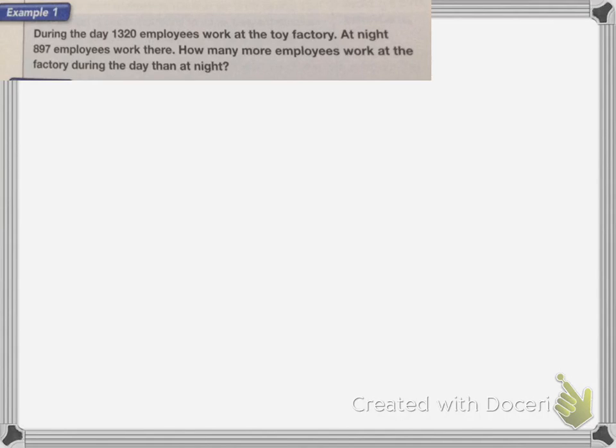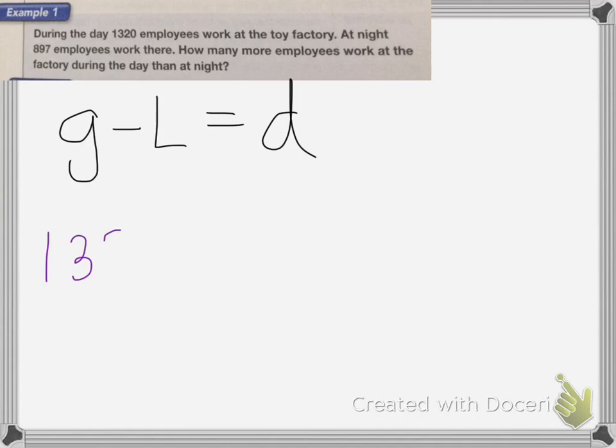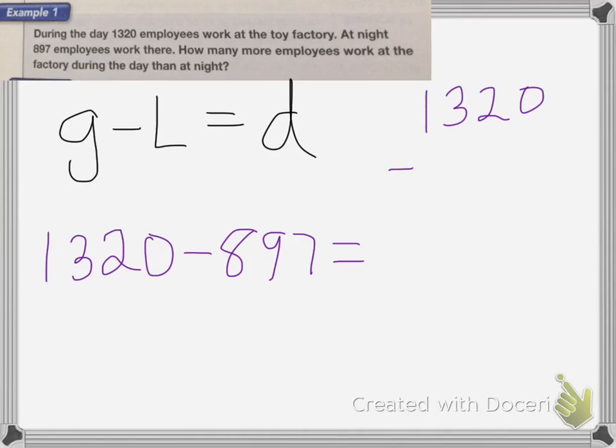When I'm comparing two numbers, I often end up with a greater number and a lesser number, and I want to figure out what the difference is. So in this case, my greater number is 1,320, and my lesser number is 897. So to find the difference, I will be subtracting these two numbers. So 1,320 minus 897.